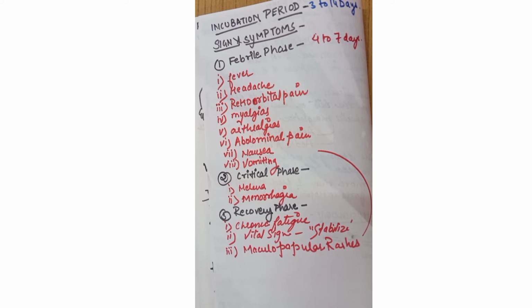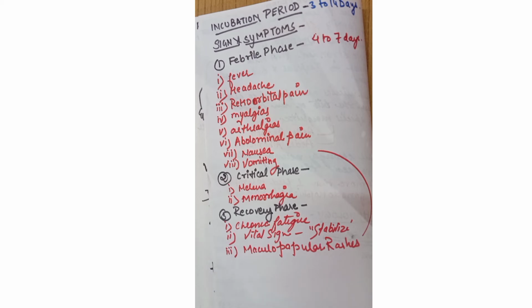The critical phase is the phase which occurs in patients who have a secondary infection. If someone has the primary infection and within an 18 month time gap they get the secondary infection, these people have this phase called the critical phase, and they will also have melena, that is black stool, and menorrhagia.